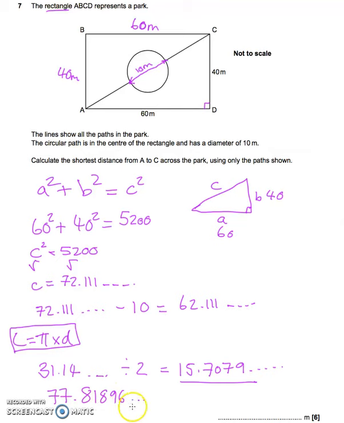Let's now round that answer because we don't want all those numbers after the decimal place. Let's round it to 77.8. It doesn't give us a degree of accuracy to be specific to, so we're going to go with 77.8 meters.